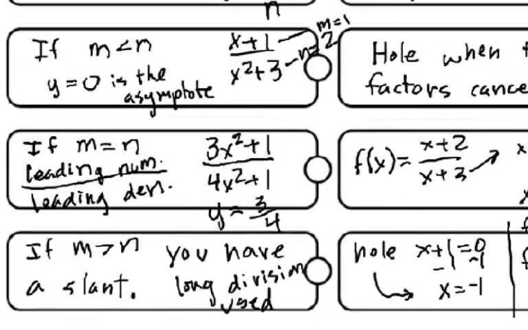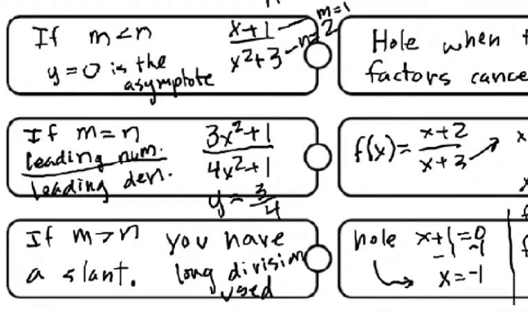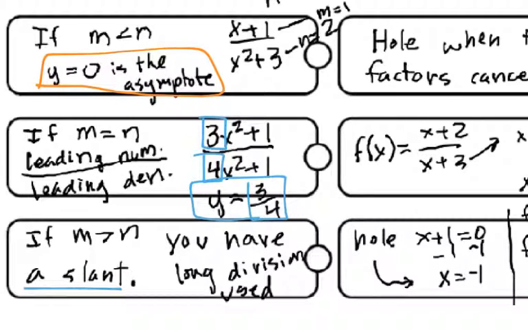There's three types. The first is that the x-axis is the asymptote, or that y equals 0, same thing. The second is that the coefficients form that fraction, and that becomes your asymptote, that line. The third one is that you have a slant asymptote, that you have a linear equation for your asymptote, and you have to use long division to figure that one out.